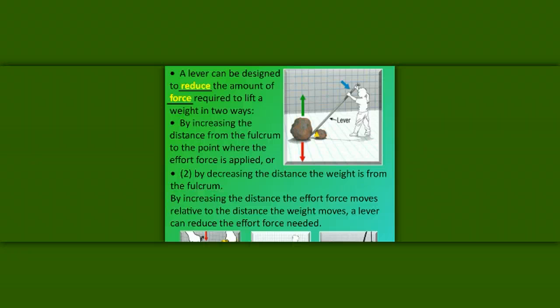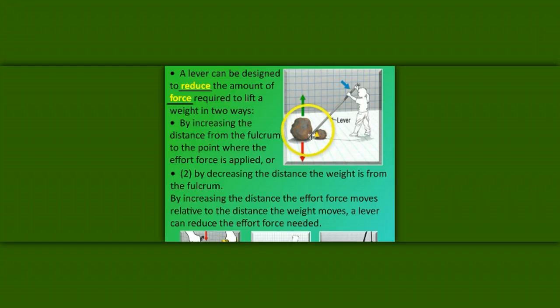A lever can be designed to reduce the amount of force required to lift a weight in two ways: by increasing the distance from the fulcrum to the point where the effort force is applied, or by decreasing the distance the weight is from the fulcrum. That sounds so confusing. Let's explain it a little clearer.